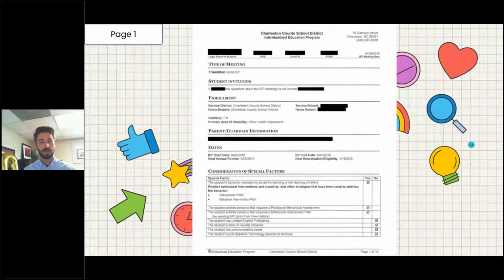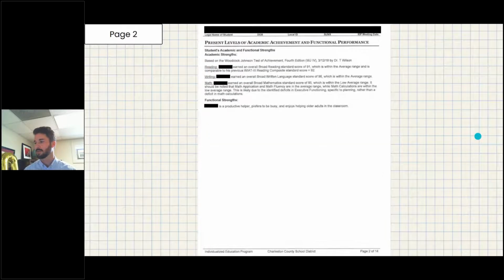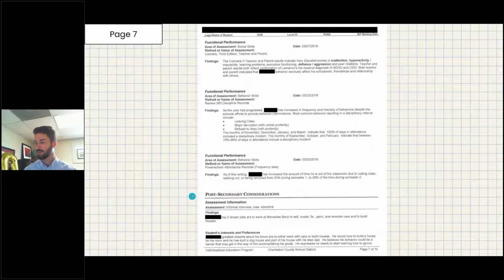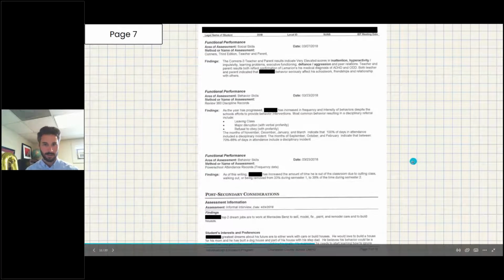So here's the first page. It took us a whole day to do this one. Just to reacclimate yourself, this child is in 7th, 8th grade, so the end of middle school. Their primary disability is listed as other health impairment, but we know based on our knowledge that they've got ADHD and ODD. So that's the background here. We've done all of this, and we are going to start now with post-secondary considerations.